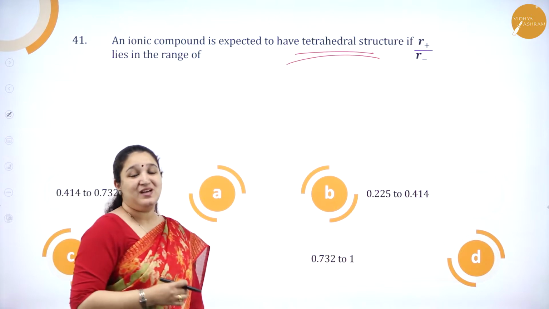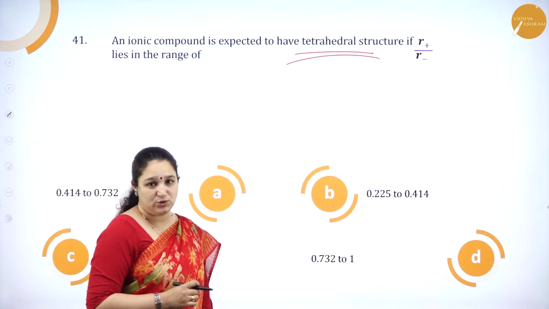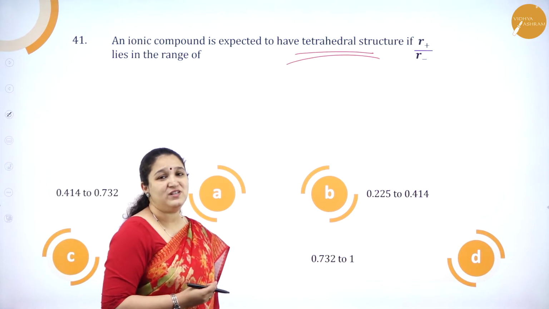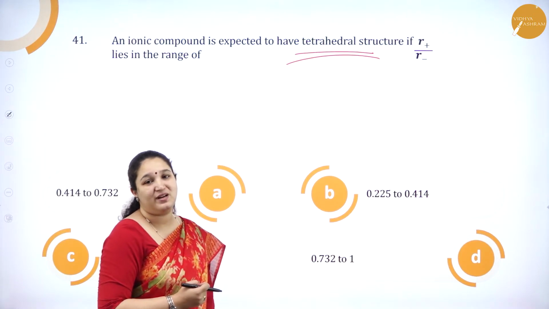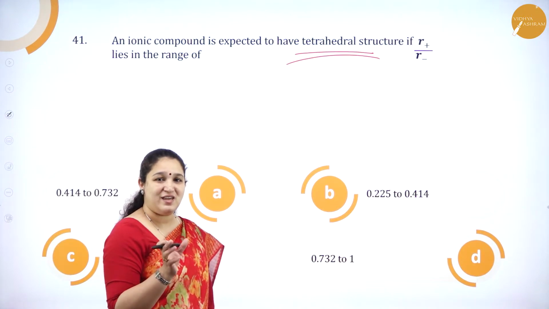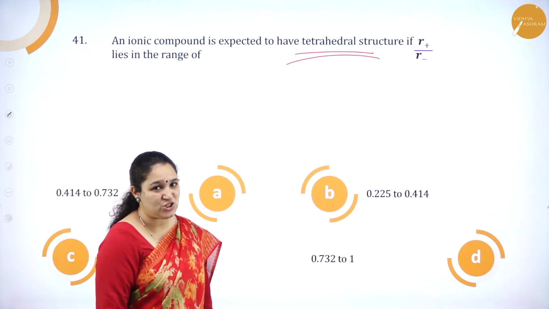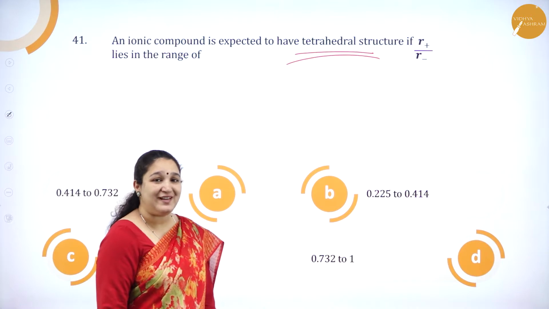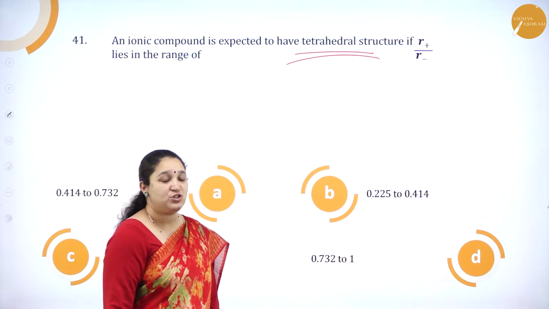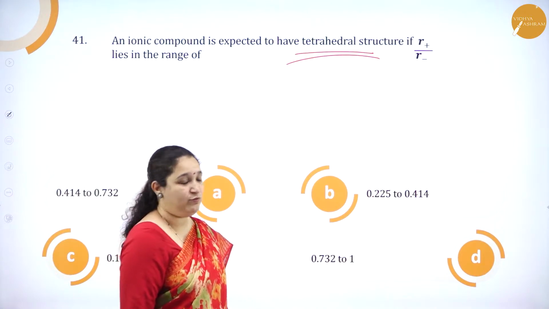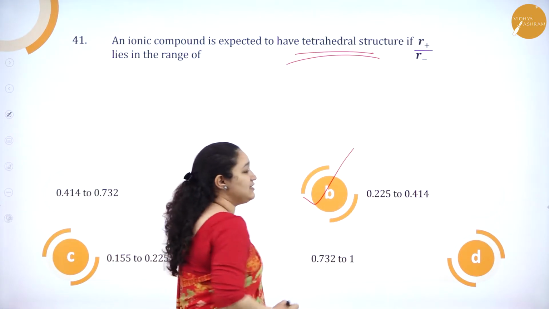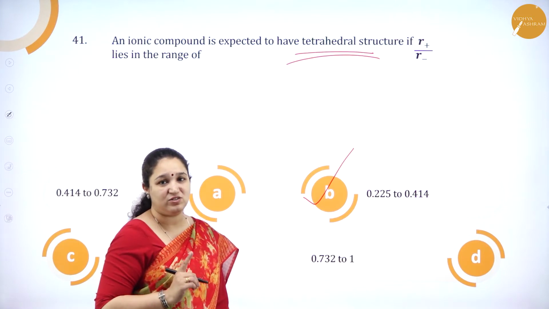Tetrahedral structure. There is a standard chart which is given to us, in which you know the ratio of the radius of the cation by the radius of the anion. So which range, if it is present, what type of structure will it give, isn't it? So for tetrahedral structure, the range should be 0.225 to 0.414. So option B is the correct answer for tetrahedral structure.